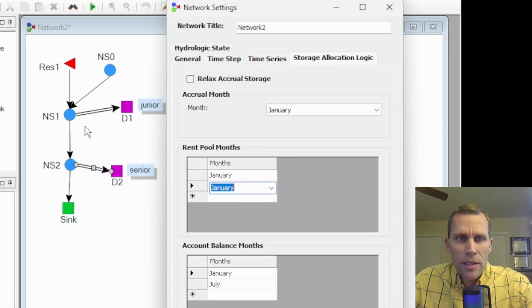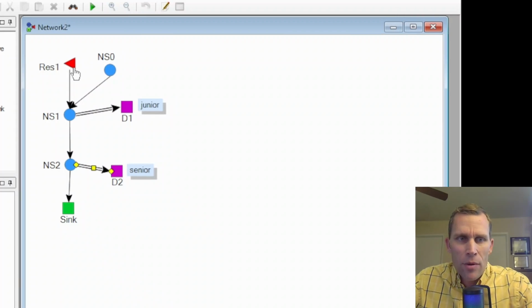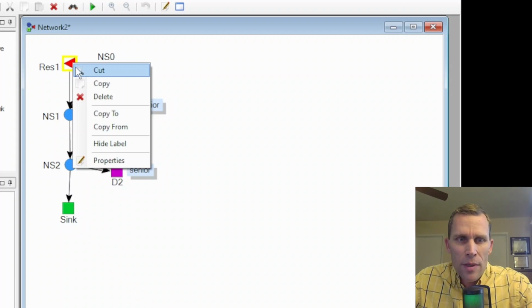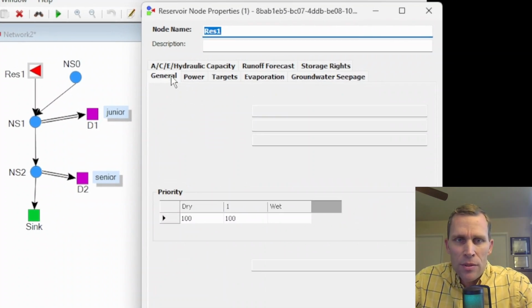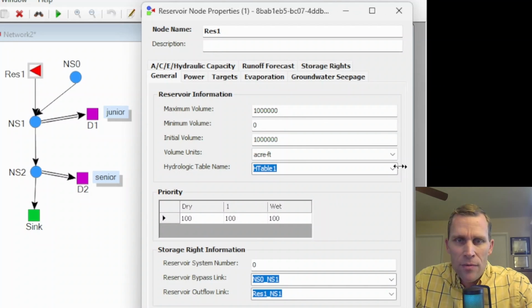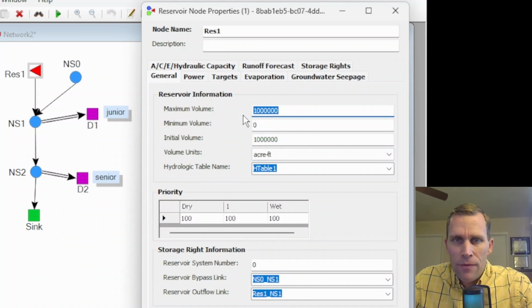All right, let's go ahead and take a look at some of the details in the model I've already set up. Here's the reservoir, Res1. I'm going to open up the properties. And then in the general tab, you see the size of the reservoir is 1 million acre feet. I'm starting it at an initial volume of 1 million acre feet. That's probably not realistic, but that's just what I'm using. And then I also have priorities set here for the wet, average, and dry hydraulic states.